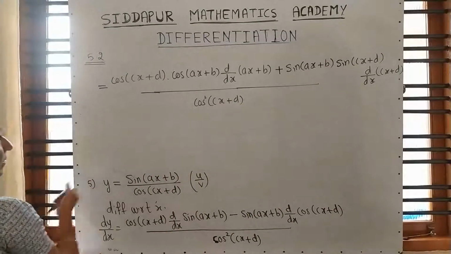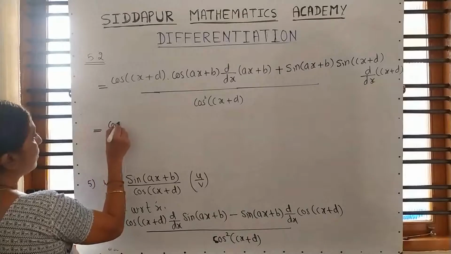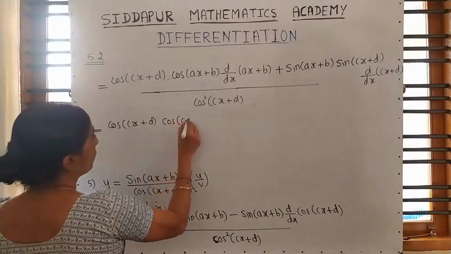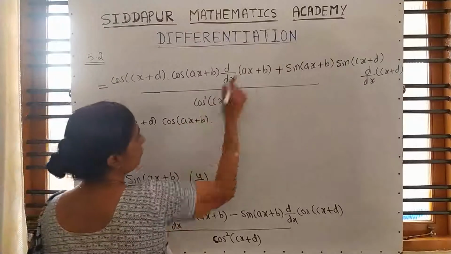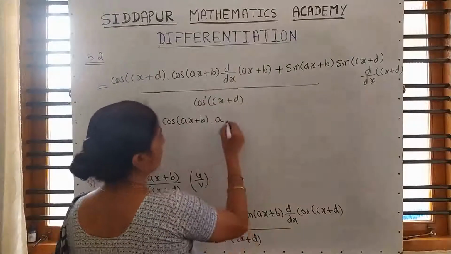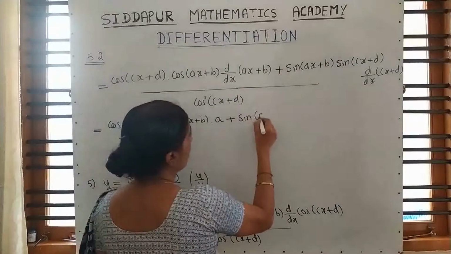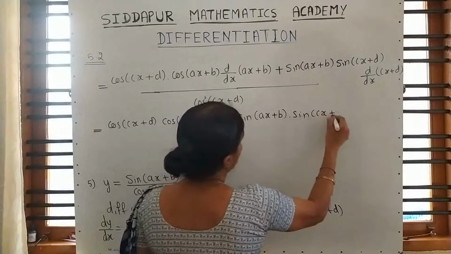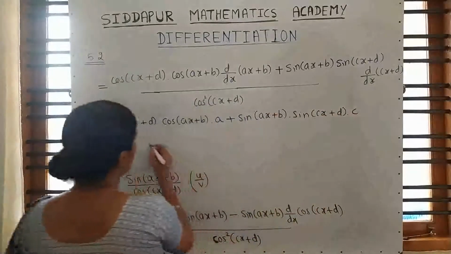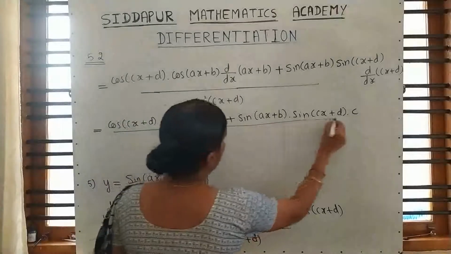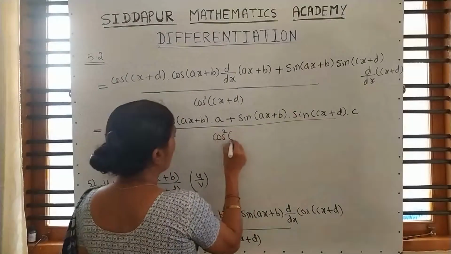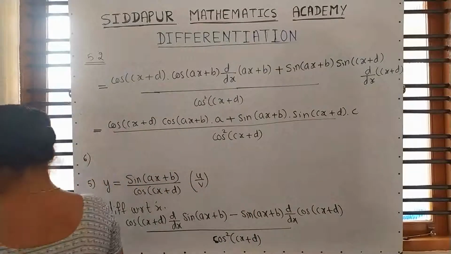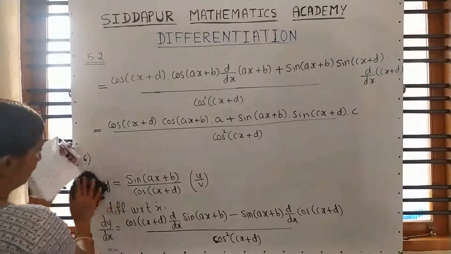This is whole divided by... Moving to the next step. This is cos of cx plus d into cos of ax plus b. Differentiation of ax is a and b is 0. Plus sin of ax plus b into sin of cx plus d into differentiation of cx, which is c, x is 1, upon cos square of cx plus d. So this is the fifth question. Next, moving to the sixth question.